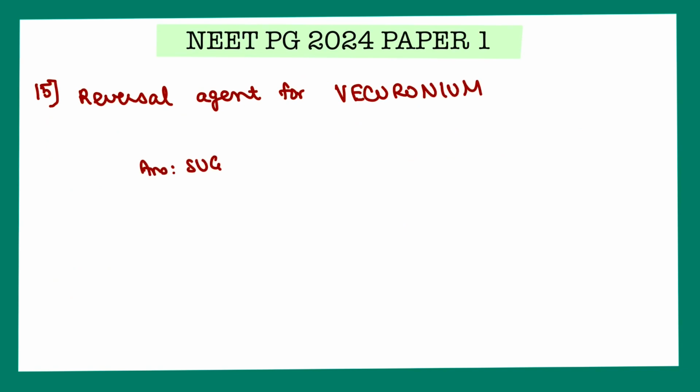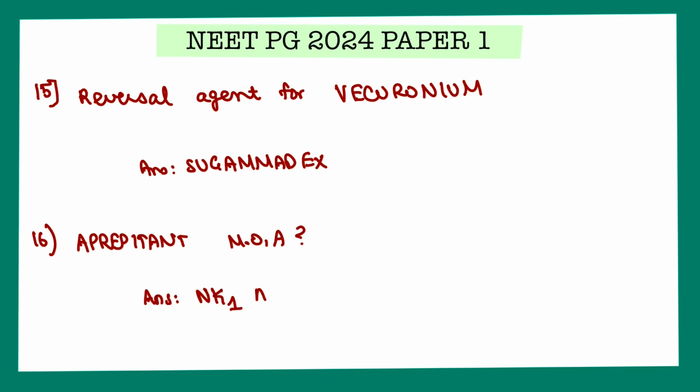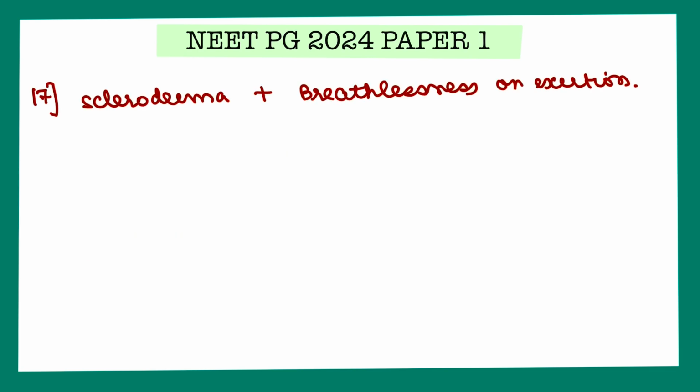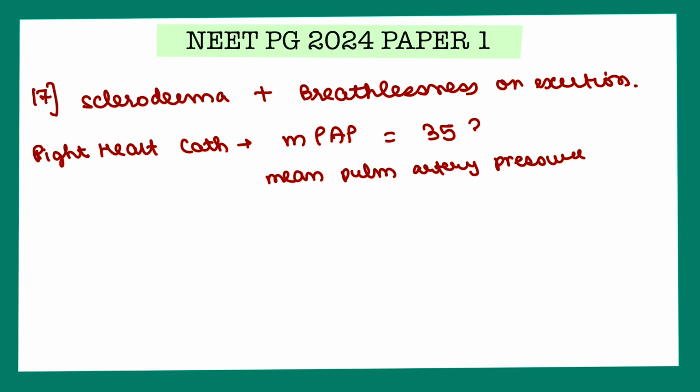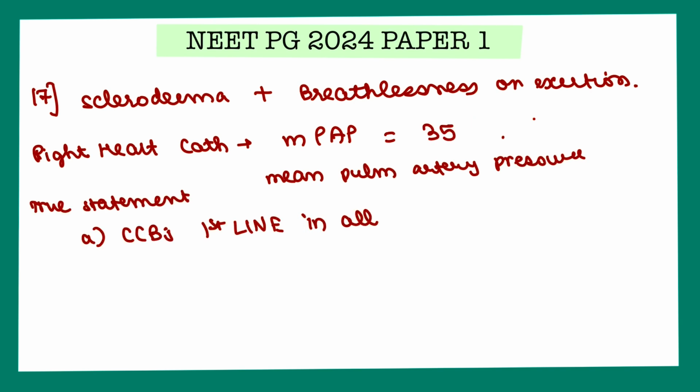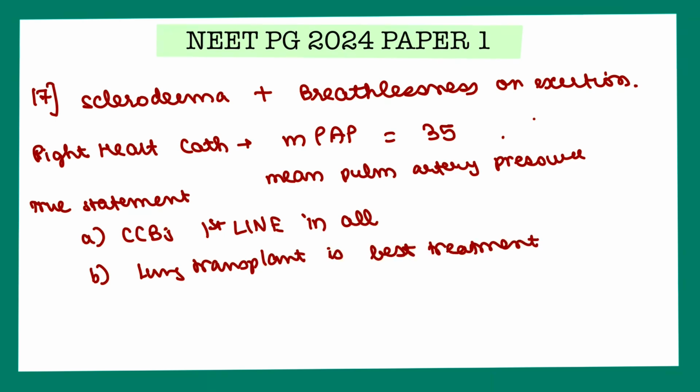Next is aprepitant mechanism of action, which is nothing but neurokinin 1 receptor antagonist, and this is used in the treatment of chemotherapy induced vomiting. Next, scleroderma patient with breathlessness on exertion, right heart cath shows mean pulmonary artery pressure of 35. So MPAP more than 20 millimeter mercury in right heart catheterization is diagnostic of pulmonary arterial hypertension.